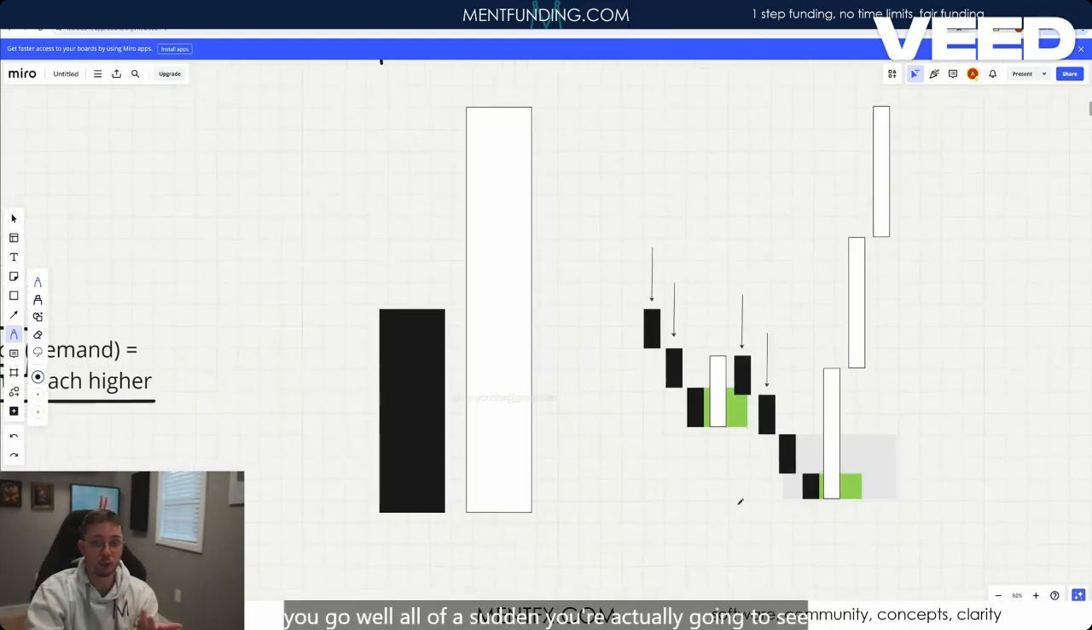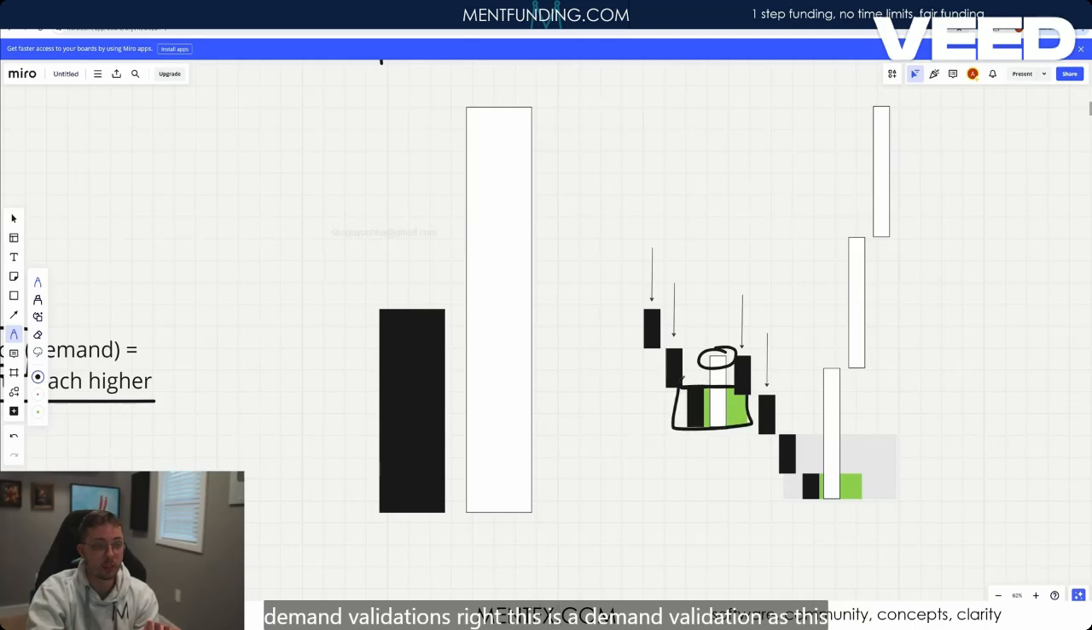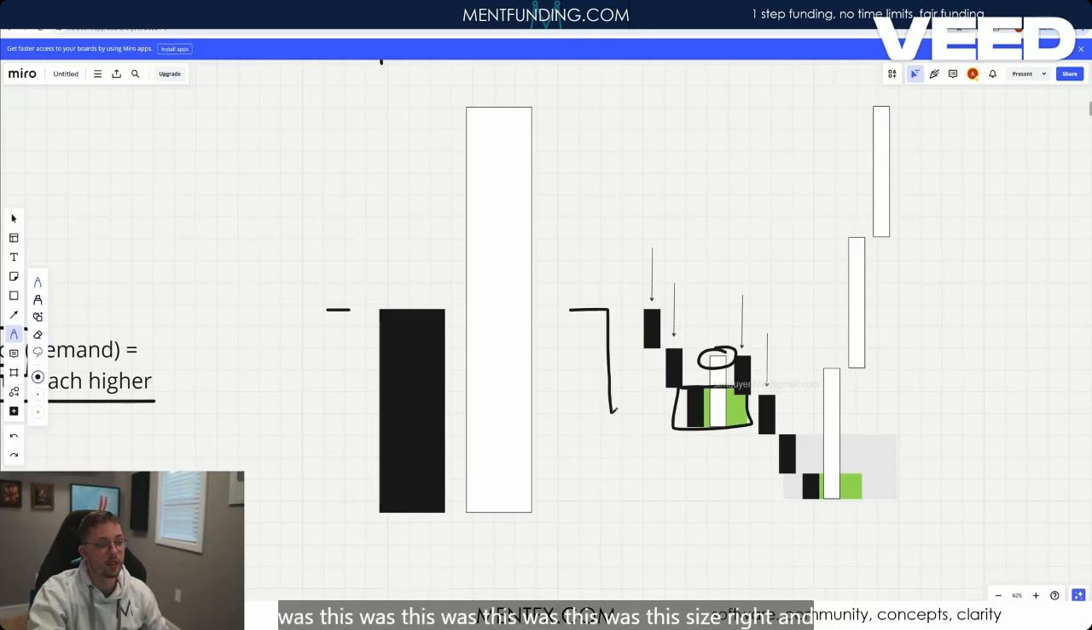What's going to happen is the lower you go, all of a sudden you're actually going to see demand validations, right? This is a demand validation as this was being formed. So again, we don't know how large this might have been because at the time, this was this size, right?